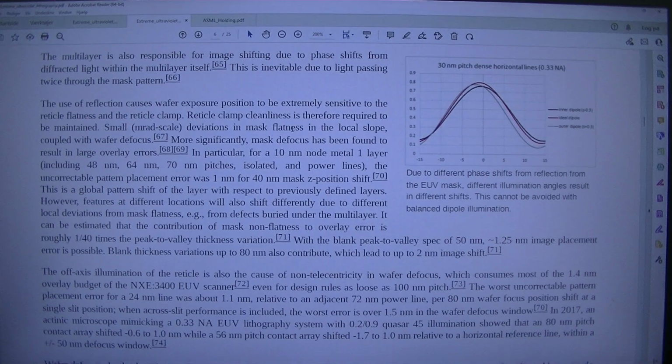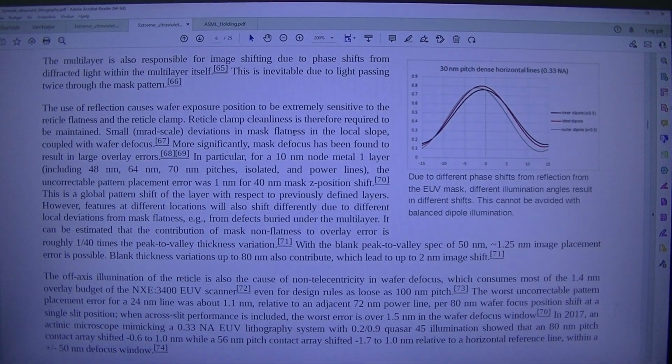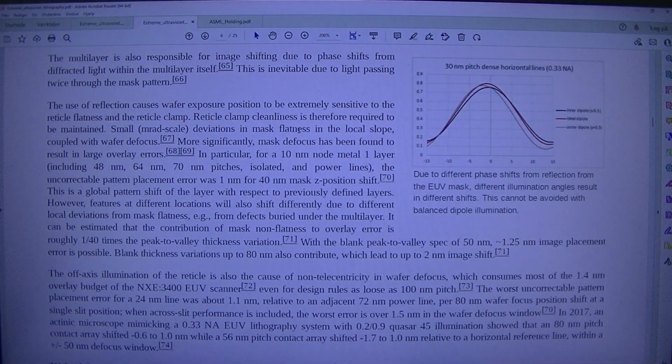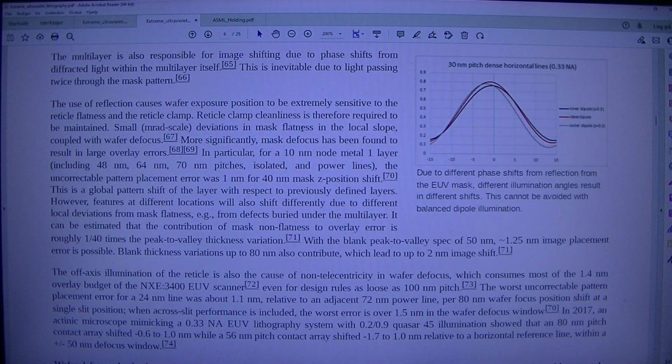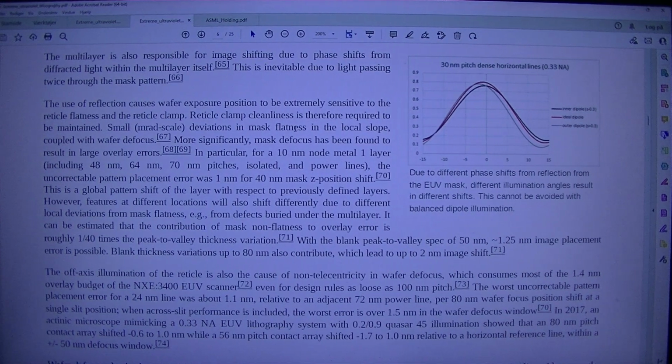Well, this is how they are making the Intel processors, CPUs. They are making them in the future, or now they're making them, by this EUV, extreme ultraviolet lithography.